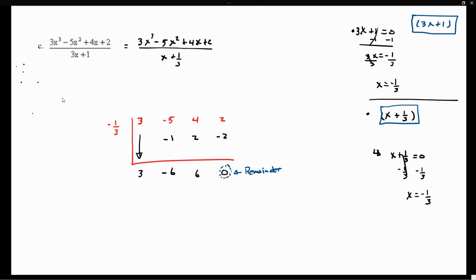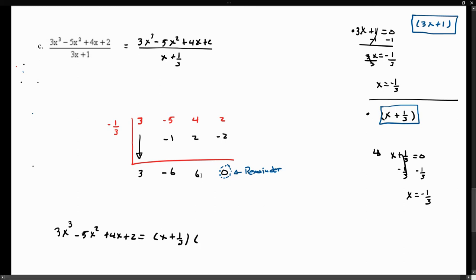So that means that the expression 3x to the third minus 5x to the second plus 4x plus 2 is equivalent to x plus 1/3 times the conclusion that we got from our synthetic division, which in this case 3 is going to be the coefficient of x to the second, since the highest exponent was to the third originally. So now we're going to get 3x to the second minus 6x plus 6.